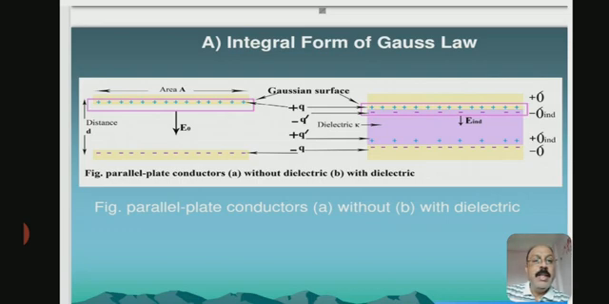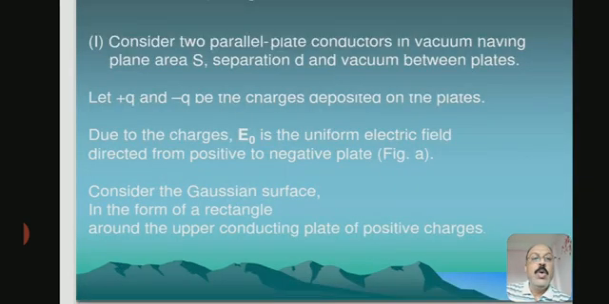Okay. Then in the second figure you observe that a pink color is shown. That pink color is considered as the dielectric. The dielectric is filled between the two plates, one positive plate and another one negative plate. Okay. So the figure shows parallel plate conductors, one without dielectric and another one with dielectric. Now consider two parallel plate conductors in vacuum having plane areas S, separation d and vacuum between plates.